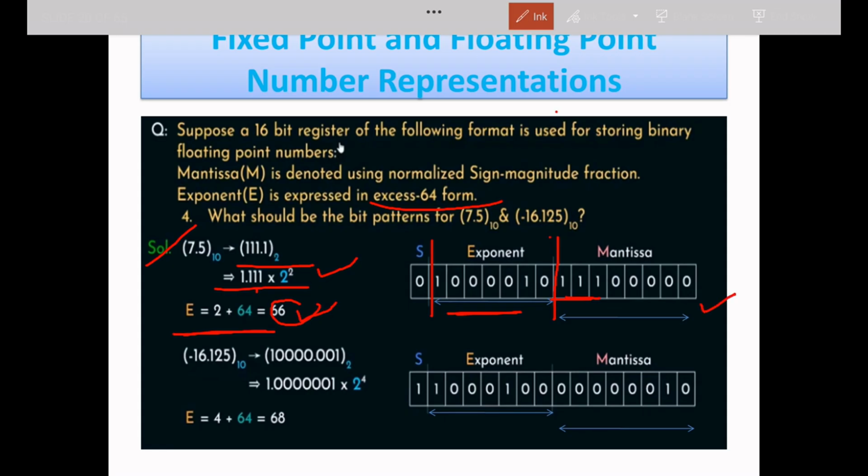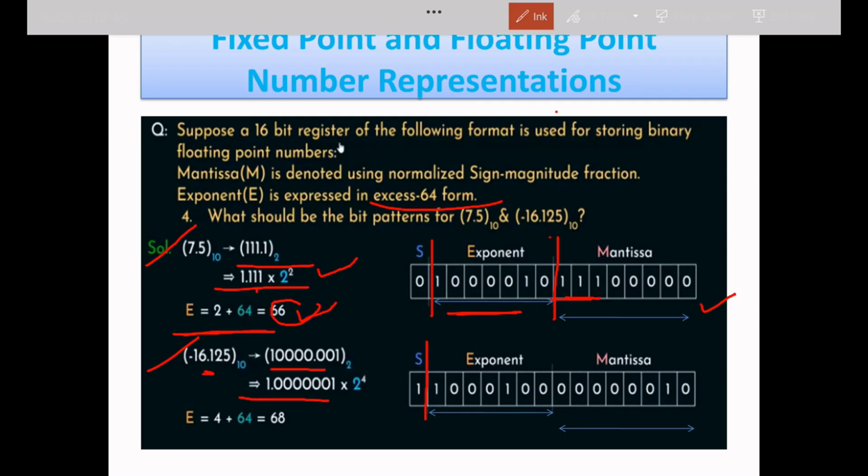Another question they have asked: write the floating point representation of minus 16.125, base 10. So the first thing, he has given you minus, so whenever he has given you minus, your sign bit you will write 1. Done. Second, you will convert this 16.125 to binary form. Already we discussed how to convert decimal to binary. So this is 1000.001 base 2.